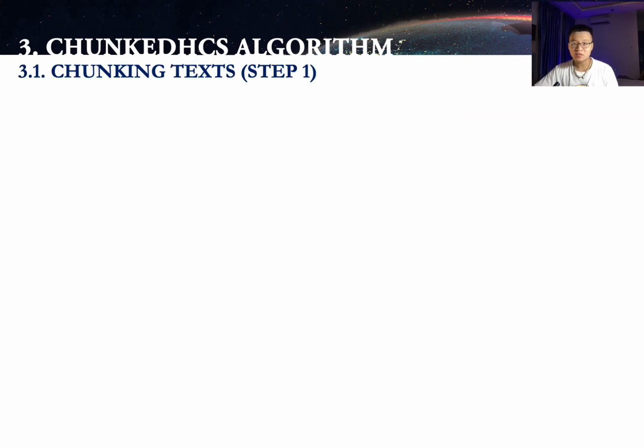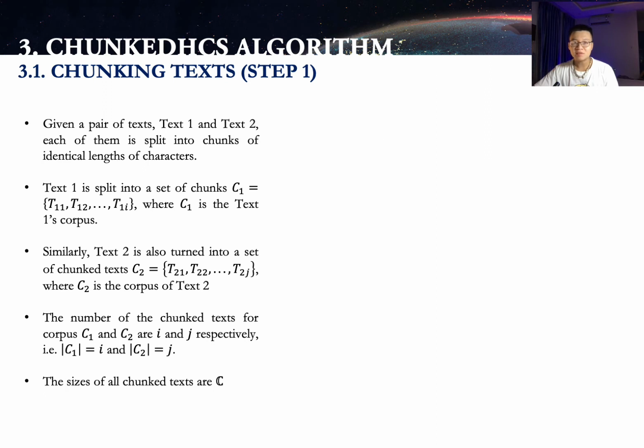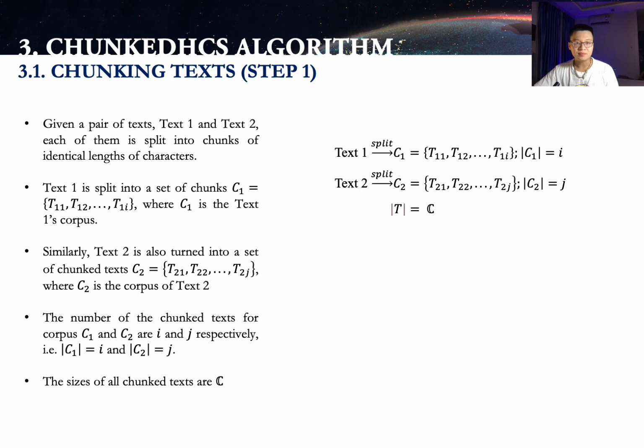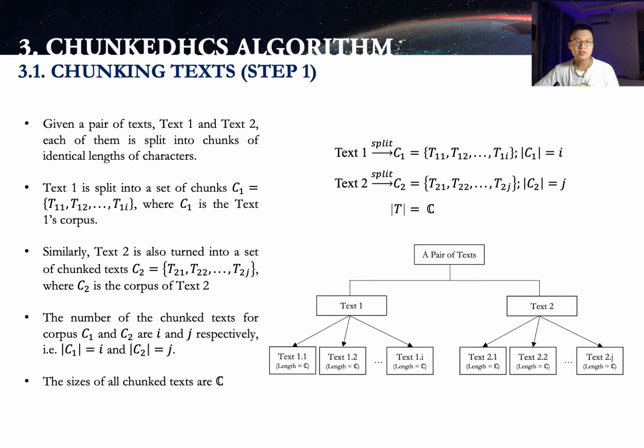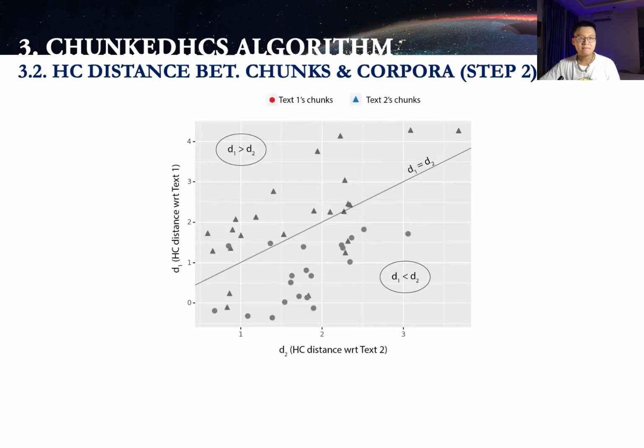Now, talking about step 1. Given text 1 and text 2, each of them is split into chunks of identical length in characters. That length is going to be C. Now, talking about step 2, we're going to measure the XC distance between individual chunks.